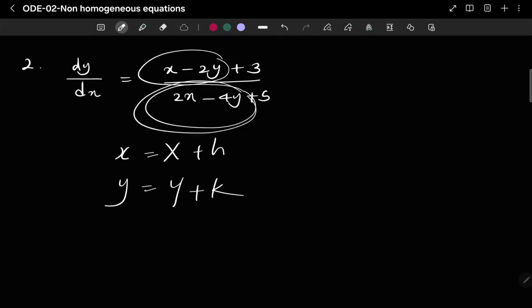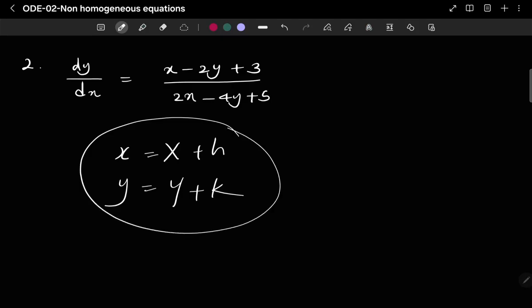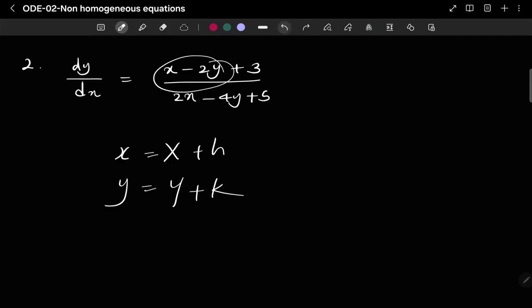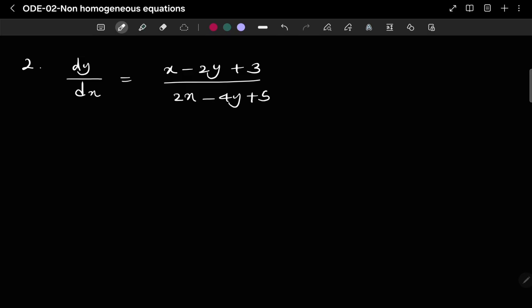So which is the denominator? Ignoring these numeral parts, we have the denominator is 2 times the numerator. So when we take these substitutions, we might get a wrong answer because these get cancelled out. So we need to take another substitution like this. So I'm taking another substitution. Let v equals x minus 2y. So by differentiating this, we get dv by dx equals 1 minus 2 dy by dx.